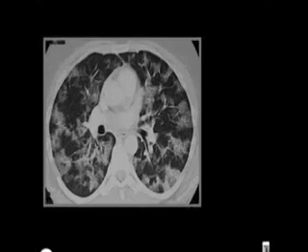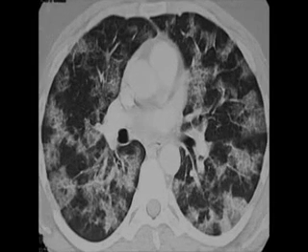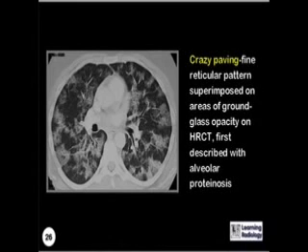What is the name of this appearance? This is crazy paving, a fine reticular pattern superimposed on areas of ground glass opacity seen on high-resolution CT of the chest, and first described with alveolar proteinosis, although it is seen with other diseases.